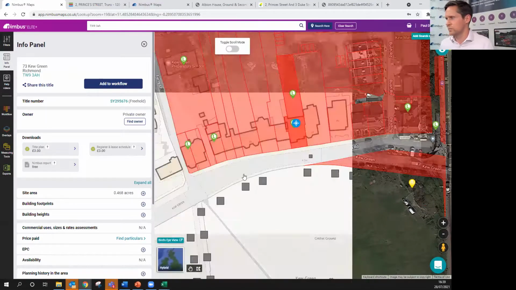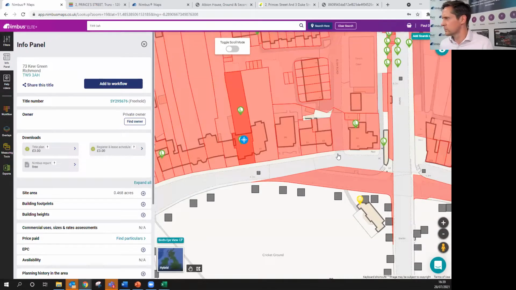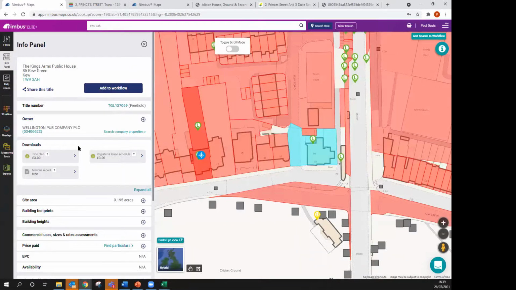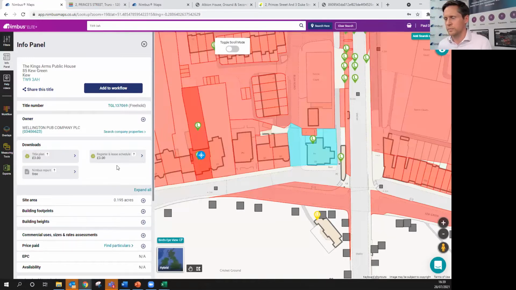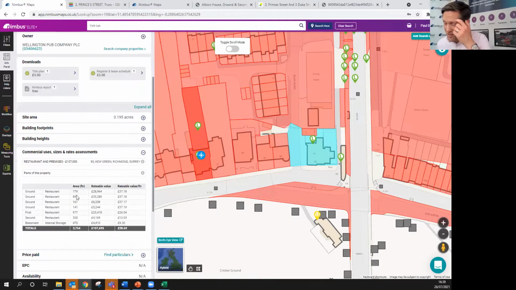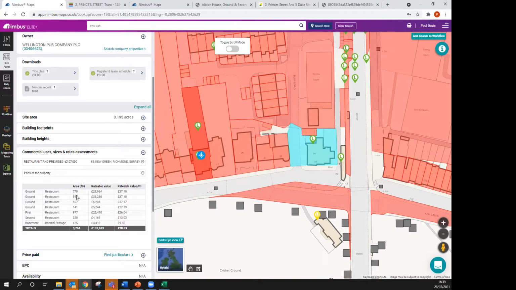Is that the pub on the corner? Yeah, the pub on the corner. Where do we go with pubs? Well, it says restaurant, actually. That's interesting. So the idea is to demolish it and put maybe four storeys of apartments there.